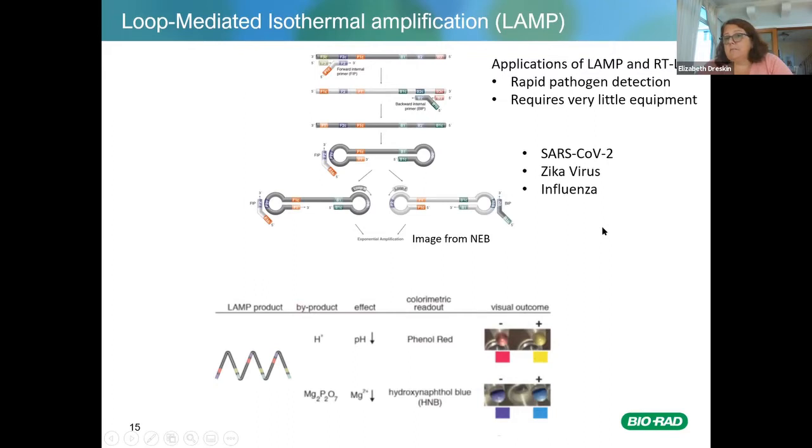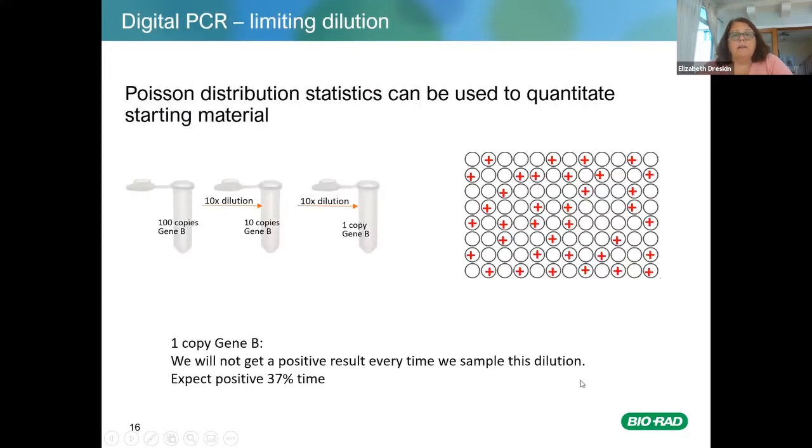This is often used in rapid pathogen detection, requires very little equipment, so it could be used in the field or in developing countries. It's currently being used for SARS-CoV-2 detection. It's been used for Zika virus and influenza detection as well.